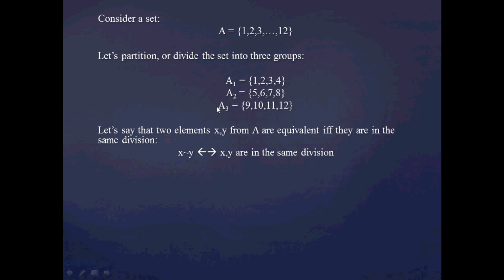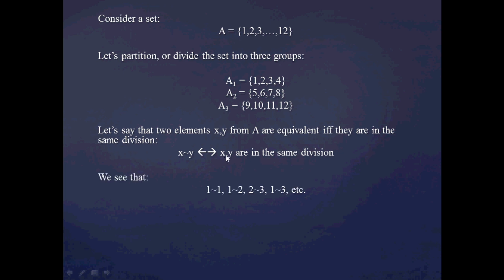So what I'm going to do is say that if I pick any two elements, x and y from A, I'm going to say that those two elements are equivalent if and only if they're in the same division. So just to make that clear, x is equivalent to y. I'm going to use this tilde symbol to mean equivalent in this sense. So x is equivalent to y if and only if x and y are in the same division.